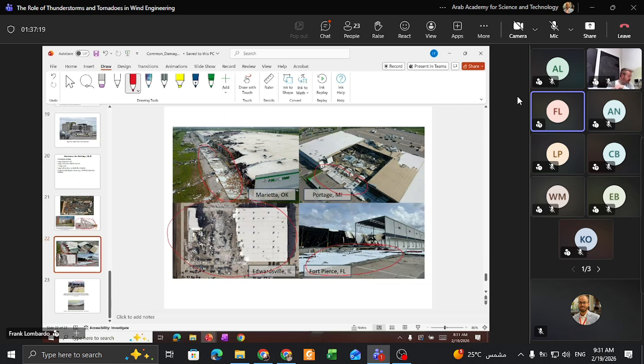So we did a detailed study of this structure here, which was in Michigan, in the Midwest, so fairly close to Illinois. We found that there were like 70 people inside the building at the time of the tornado. This was a distribution facility. Fortunately, they were all in this section here as the tornado came through. But again, it may pose a significant life safety risk to people being in these buildings.